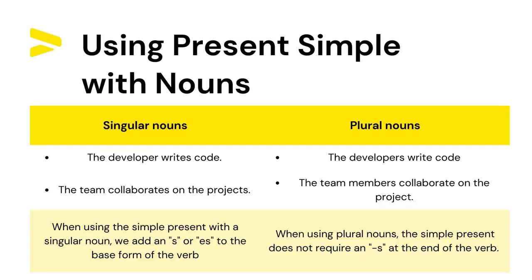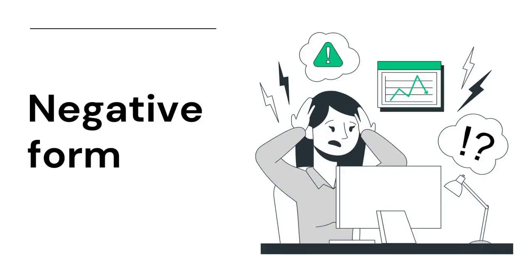We can also use present simple with nouns. Here we have some examples using singular nouns and plural nouns. The developer writes code. The team collaborates on the project. The developers write code. The team members collaborate on the project. When we are using a singular noun, we apply the s and es rule to the base form of the verb.